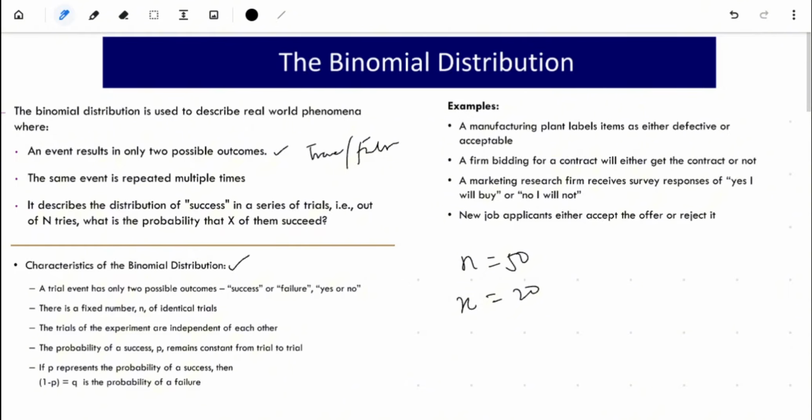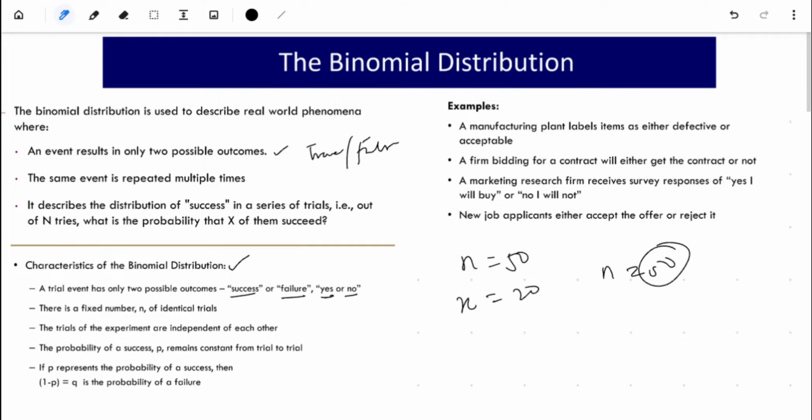We said a trial event has only two possible outcomes. It's either you succeed or you fail, yes or no. There's a fixed number n of identical trials. So in the binomial distribution, they give you a fixed number of trials or a fixed number of samples, right? Maybe your n is 50 and you'll be working on that number, right? And then the trials of the experiment are independent of each other.